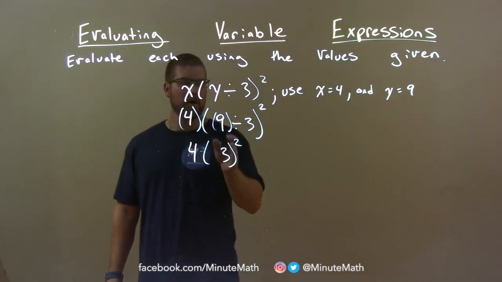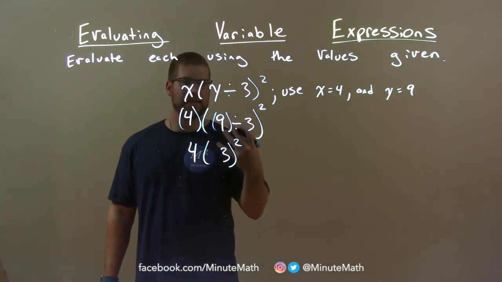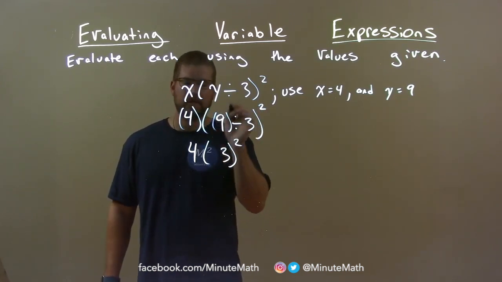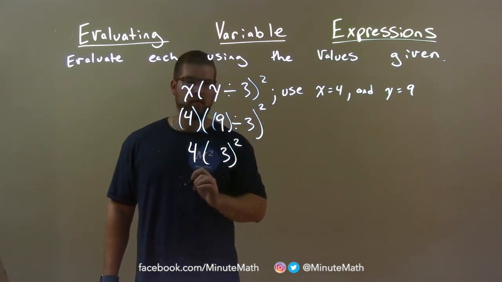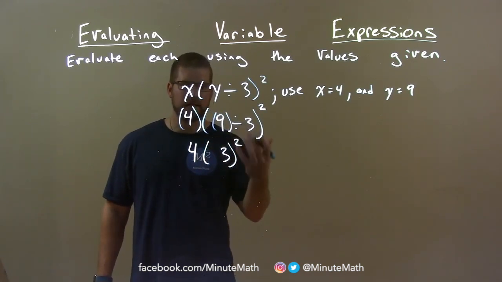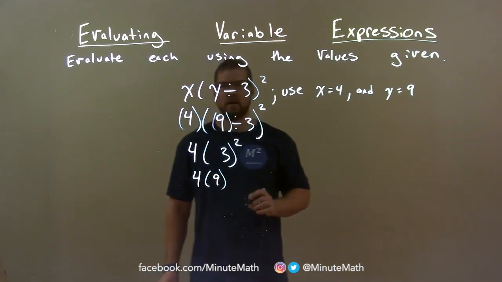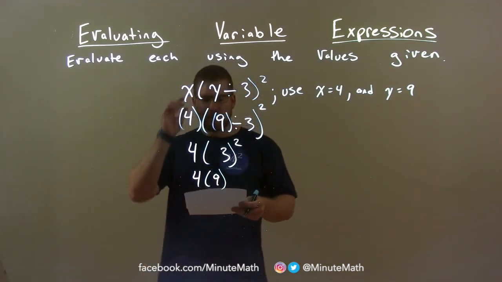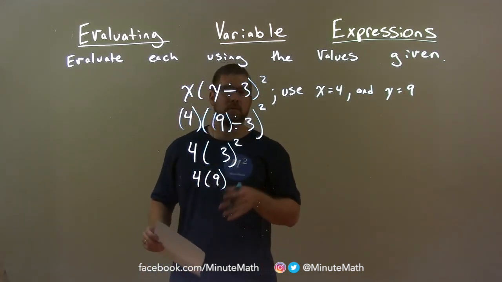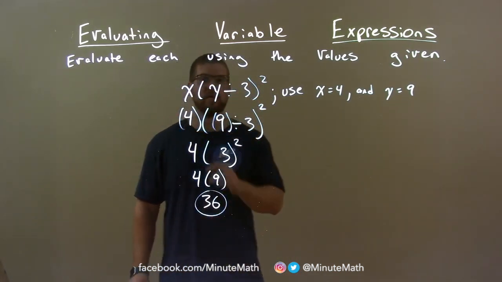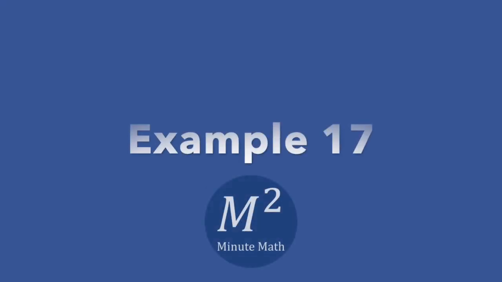Okay, now 3 squared is our next step. Be careful. Some people want to square this first. Inside parentheses first. 9 divided by 3 is 3. So then 3 squared is 9. So we have 4 times 9. Okay, and then we're left with just 4 times 9 here. Well, 4 times 9 is 36. So our final answer here is just 36.